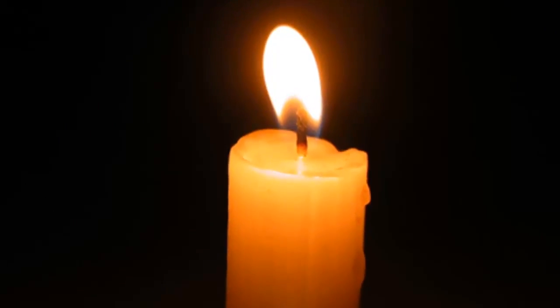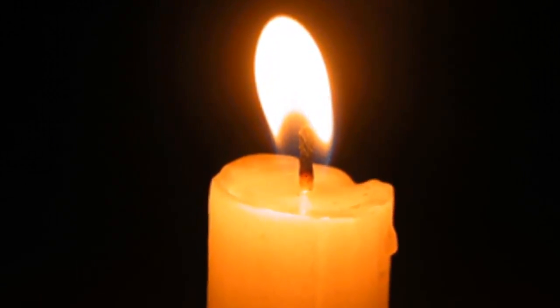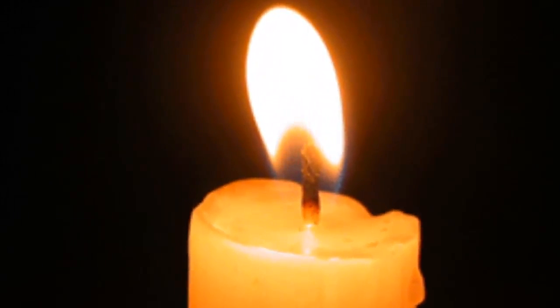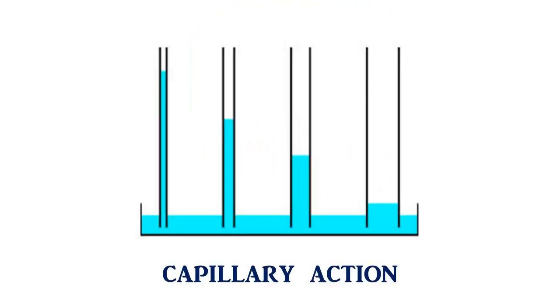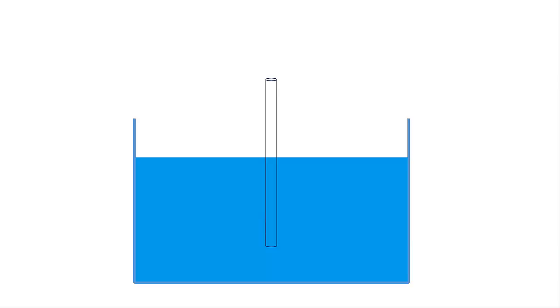Principle. Two principles are involved in explaining how a candle works. The first principle is capillary action. If you put a narrow straw into a glass of water, what can you observe in the level of water in the straw? You will see that the water has climbed up the straw and is higher than the level of water in the glass. This is called capillary action.